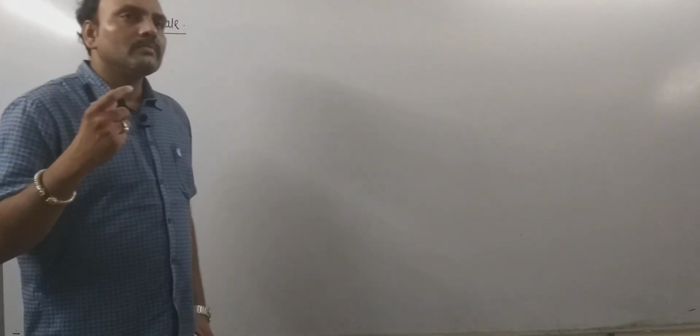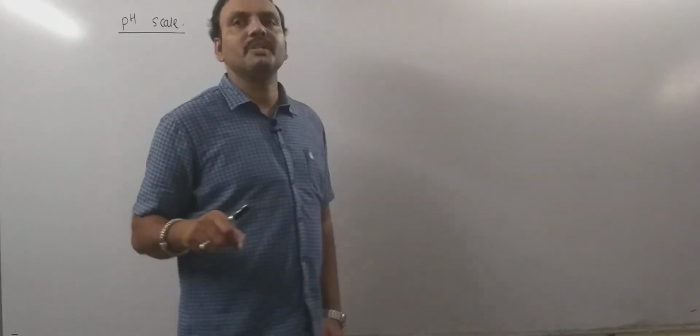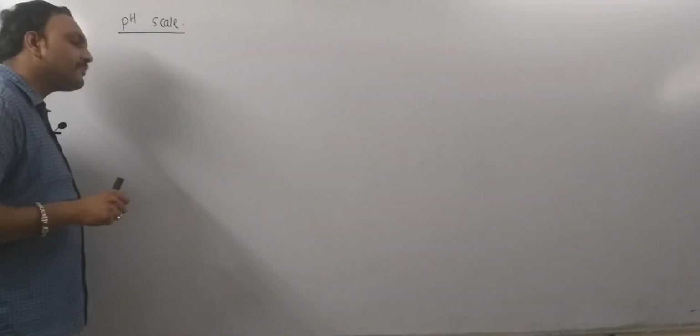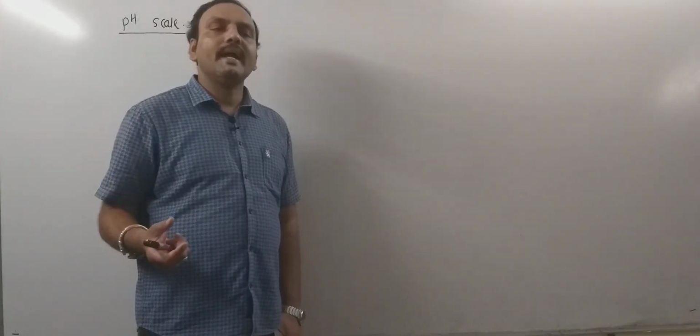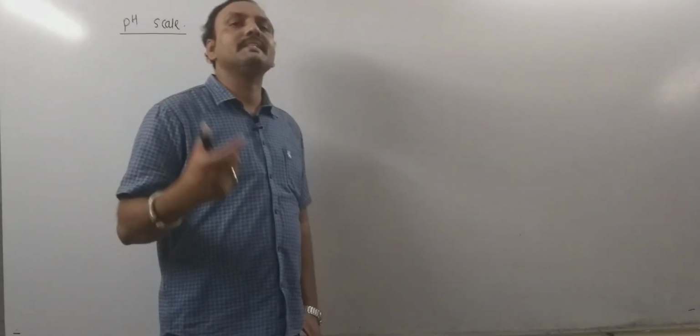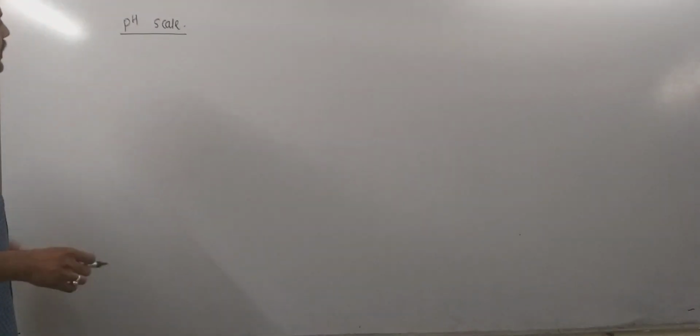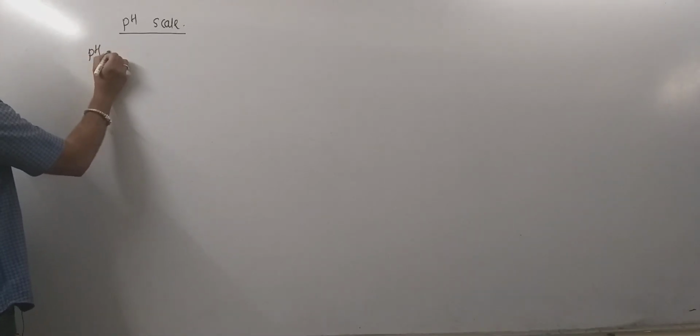The scale which indicates the acidic, basic or neutral nature of an aqueous solution is said to be the pH scale. Now remember, a solution having acidic property shows pH less than 7, and a solution having pH values greater than 7 is said to be basic, and the solution which has pH just equal to 7 is said to be neutral in nature. Now technically, what is the pH of a solution?